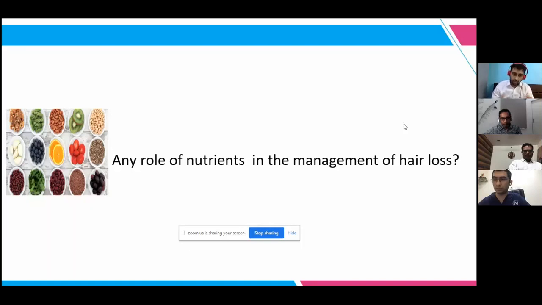One is what scientifically we feel is appropriate for patients, and also what the patient feels about their hair overall, like the grading as well as the existing hair.